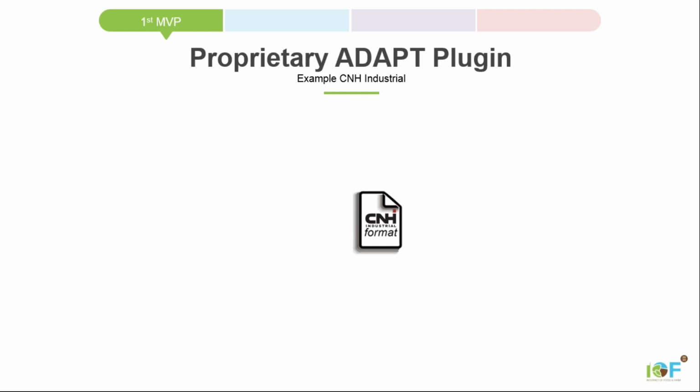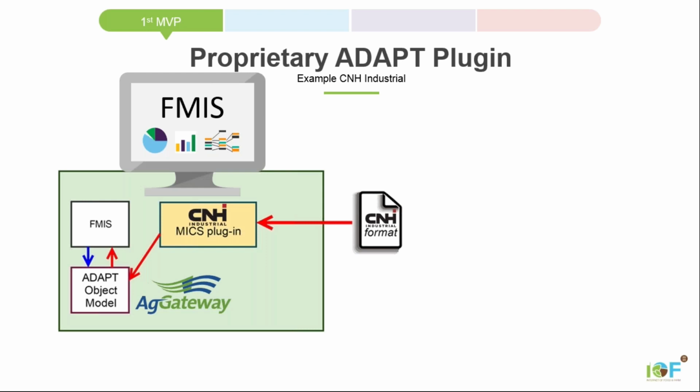So first, for the farm machine interoperability use case, we started with the proprietary format here, the CNH proprietary format. For this, CNH created a prototype plugin that read the CNH data, created a CNH data model, and a mapping to the ADAPT data model. Then the FMIS partners within IOF2020, which are 365FarmNet and also Agro and Tele, map the output of the CNH plugin to their own software data model and use the data in their software.